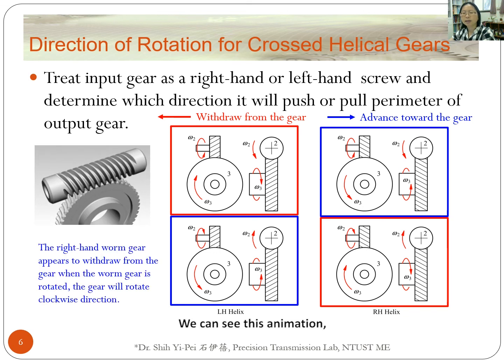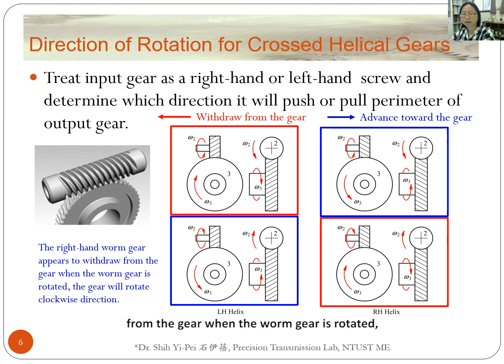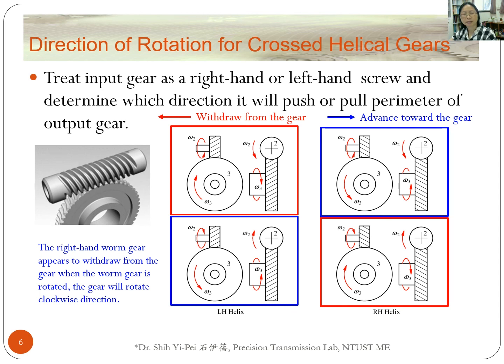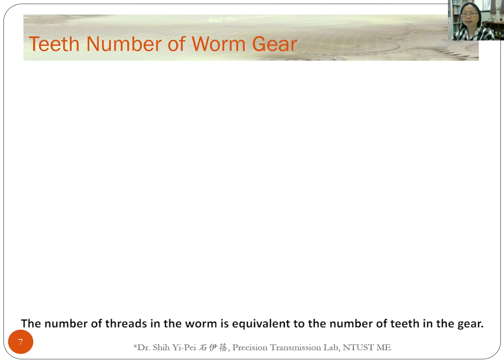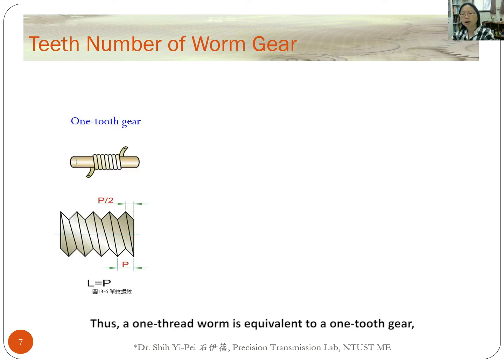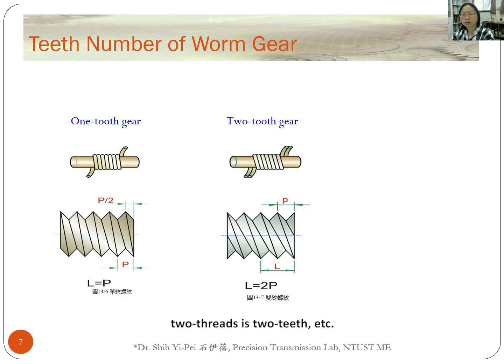We can see this animation. The right-hand worm appears to withdraw from the gear when the worm is rotated. The gear will rotate in the clockwise direction like this. The number of threads in the worm is equivalent to the number of teeth in the gear. Thus, a one-thread worm is equivalent to a one-tooth gear. Two threads is two teeth, etc.